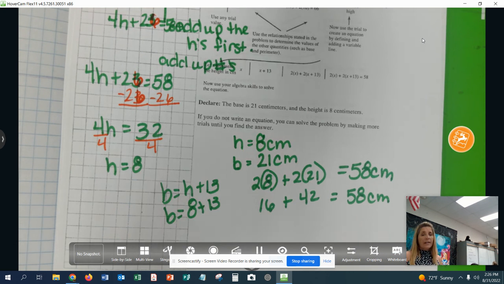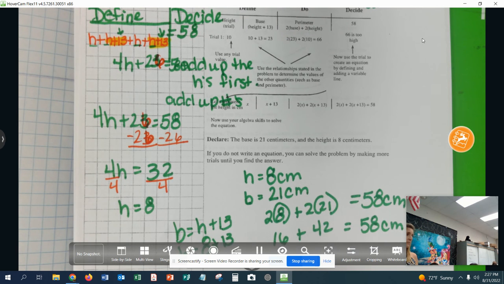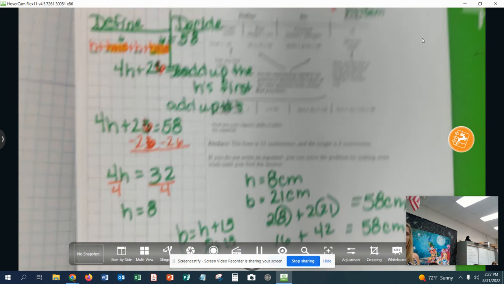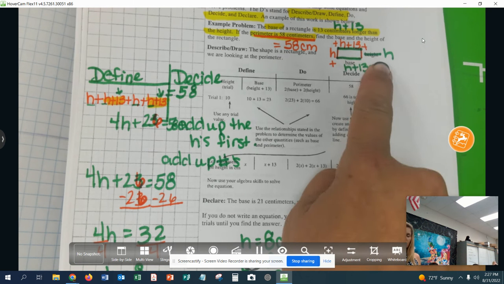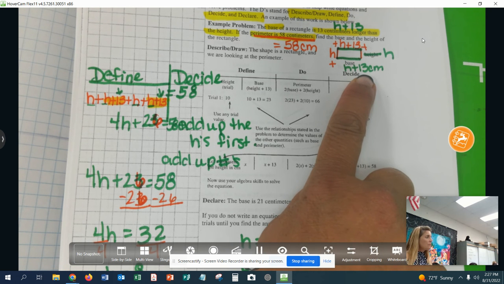Any questions on where I got the h? The h is the height. Remember, the h is the height, and then the base is the height plus 13. Okay?